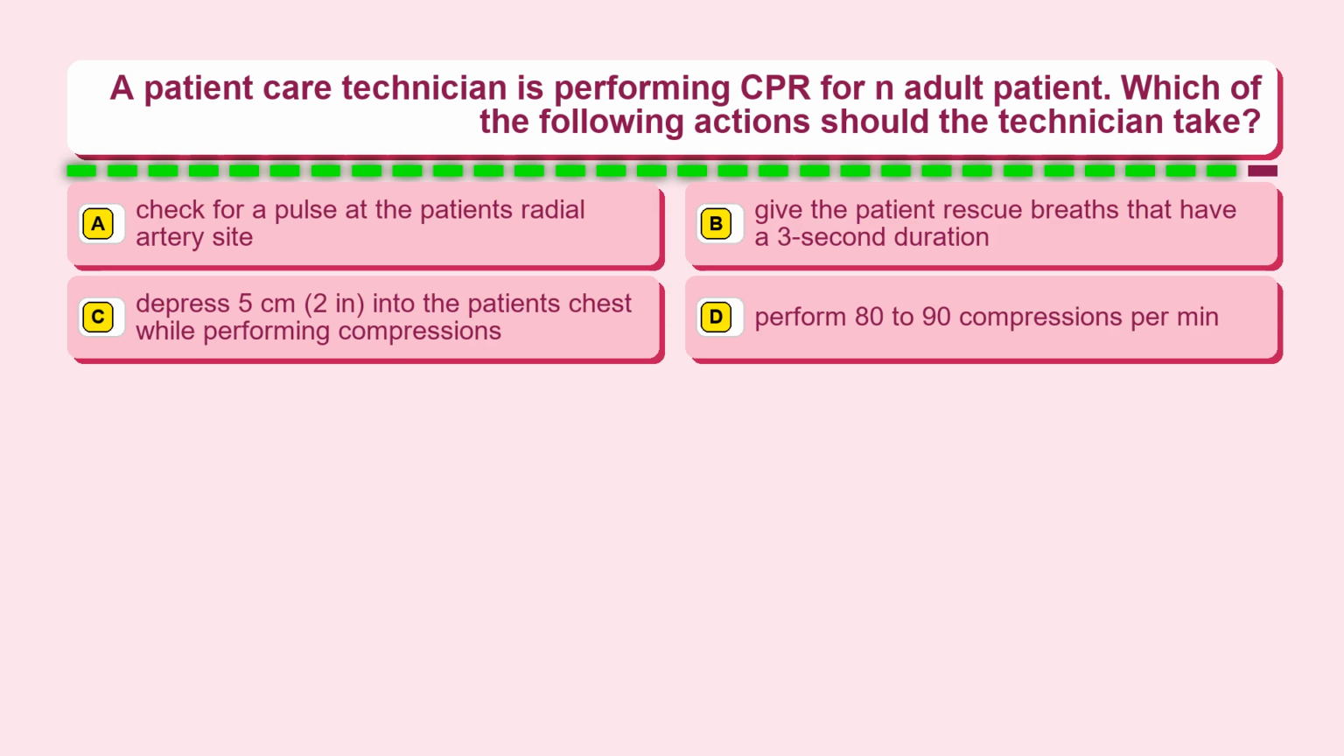Question 28. A patient care technician is performing CPR for an adult patient. Which of the following actions should the technician take? Option A, check for a pulse at the patient's radial artery site. Option B, give the patient rescue breaths that have a 3-second duration. Option C, depress 5 centimeters, 2 in, into the patient's chest while performing compressions. Option D, perform 80 to 90 compressions per min.